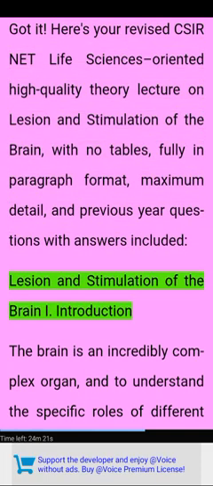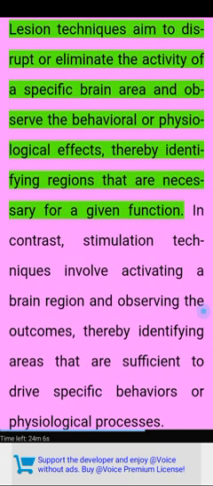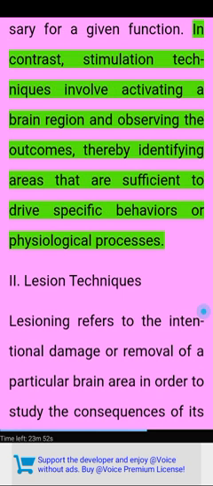Lesion and stimulation of the brain. Introduction. The brain is an incredibly complex organ, and to understand the specific roles of different brain regions, neuroscientists use two major experimental strategies, lesion techniques and stimulation techniques. Lesion techniques aim to disrupt or eliminate the activity of a specific brain area and observe the behavioral or physiological effects, thereby identifying regions that are necessary for a given function. In contrast, stimulation techniques involve activating a brain region and observing the outcomes, thereby identifying areas that are sufficient to drive specific behaviors or physiological processes.